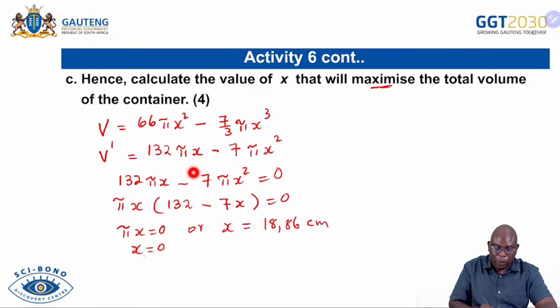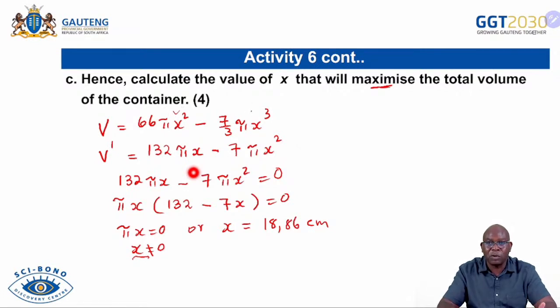Okay, so I'm going to discard this. What is the reason? I cannot maximize with x equals 0, because if I substitute 0 into my original, then there's no volume. You see? Okay, so my correct answer will be that one. All right.